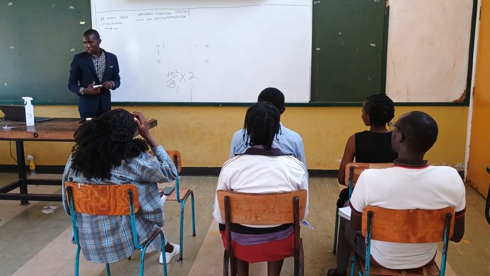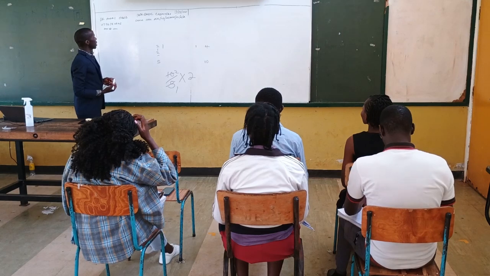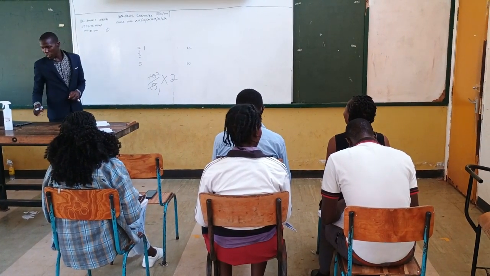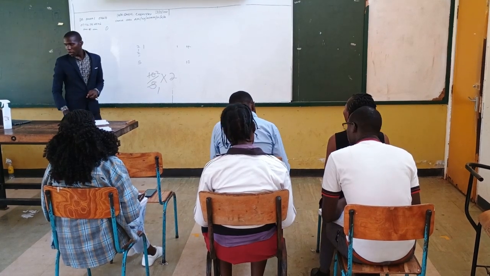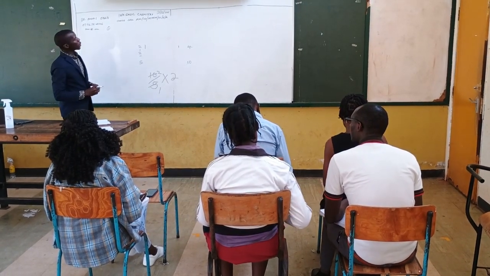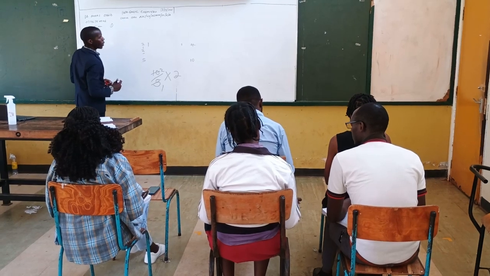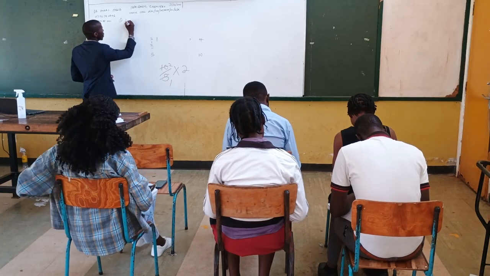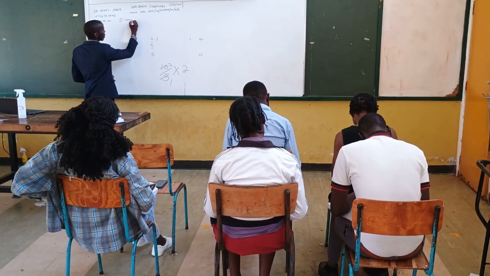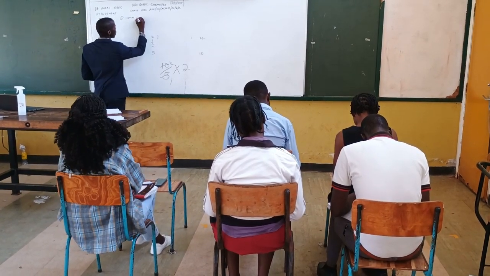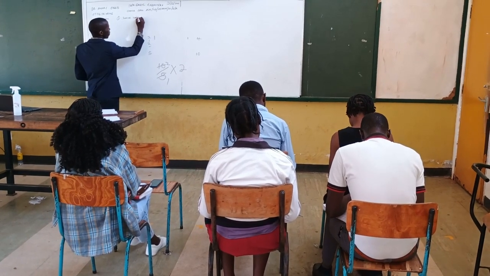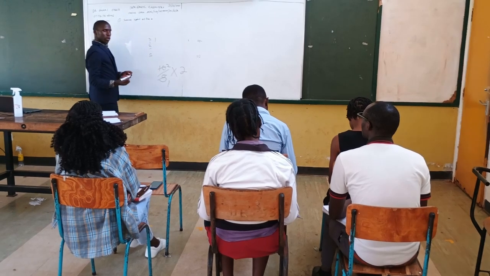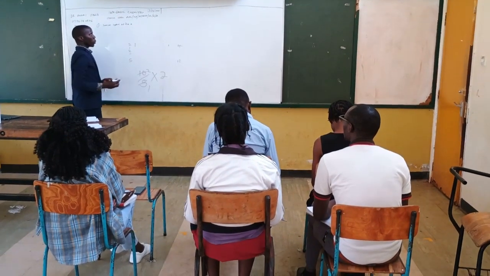So for this lesson, we're going to cover 3 objectives. And the first objective is we are going to write the chemical symbols of the elements in the periodic table. And we're going to use group 1.